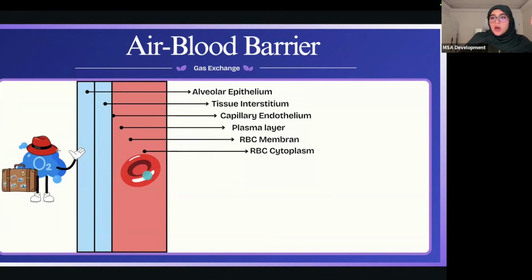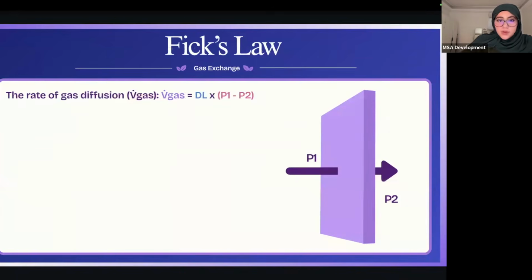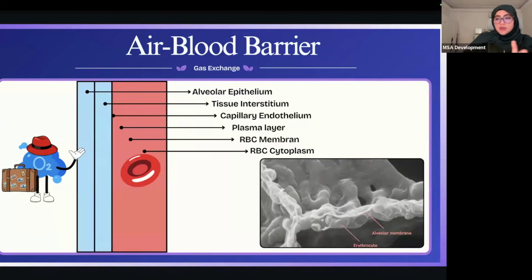And so our little oxygen guy kind of has this suitcase ready to transport himself all the way to the RBC through these 6 layers. And this is just a picture of what that looks like. Okay, so to understand diffusion in general, how did this guy get from there to there?